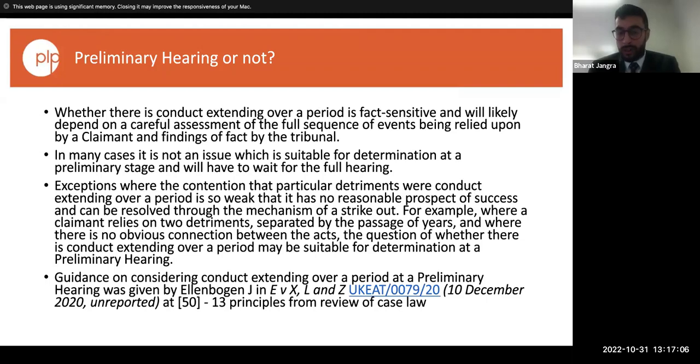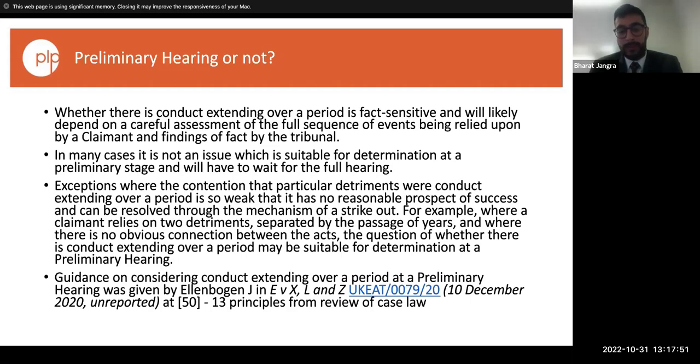If there is conduct extended over a period of time, and it's fact sensitive, and the tribunal will need to make a careful assessment of the full sequence of events before making a finding in relation to time, that probably isn't a case in which a preliminary hearing would be useful, notwithstanding the fact that the tribunal is unlikely to have all of the information to deal with that. At that point, time is likely to be more appropriately dealt with at the final hearing. There are perhaps exceptions, and one is set out there.